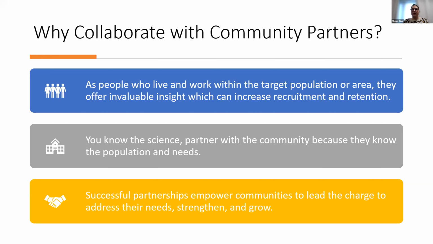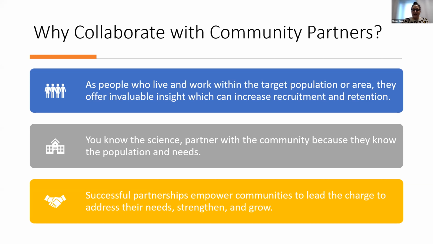As I said, these are people or organizations that are living and working within the target population or area that you would want your research to be conducted in. They offer insight, and it also helps increase recruitment and retention. If you have a contact in the community, if there is another language spoken within the community, if there are cultural expectations, if you have someone on the team who speaks the language, knows the culture, is part of the community themselves, you are much more likely to have your population maintain throughout the course of the research and not have to keep going back for recruitment.